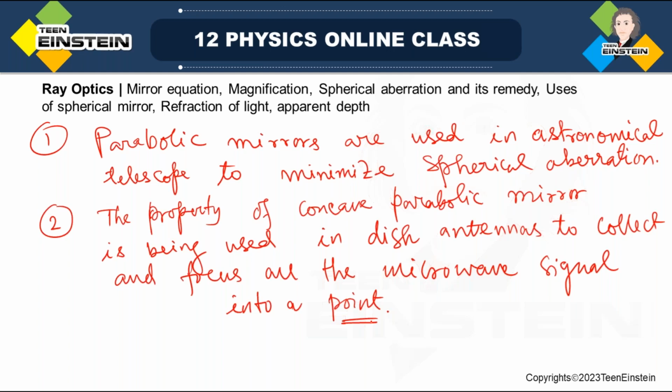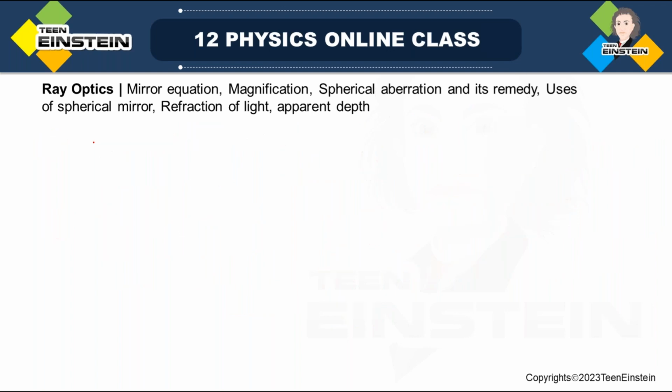Okay, all right, we'll stop here for today. Next day, that is tomorrow, we'll take up various numerical problems related to mirror equation, magnification, etc. So this is the part on spherical mirrors done. Actually, I thought of doing refraction of light, apparent depth, and a few more things with refraction, but now I'm realizing we should finish numerical problems first. So in the next class, we'll do numerical problems.